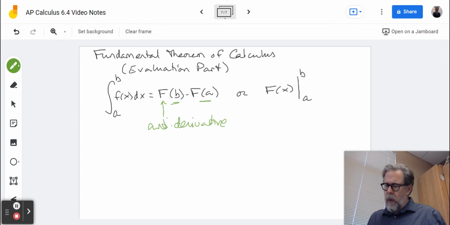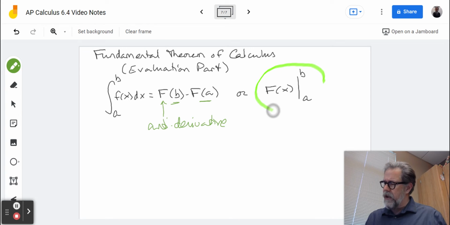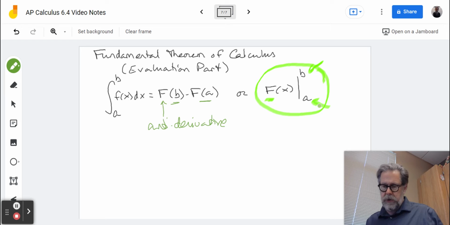integral. Another way that you will see this written is f of x, the antiderivative, evaluated from a to b, which means the same thing. You figure out the upper limit, you figure out the lower limit, and you take the difference between the two, and that gives you the integral.